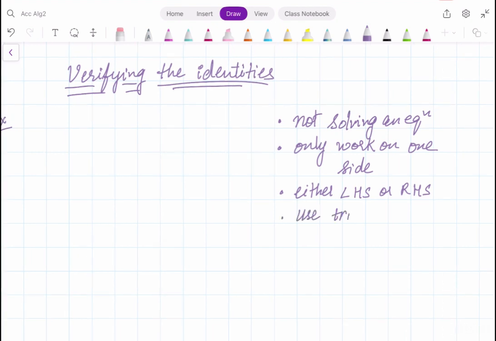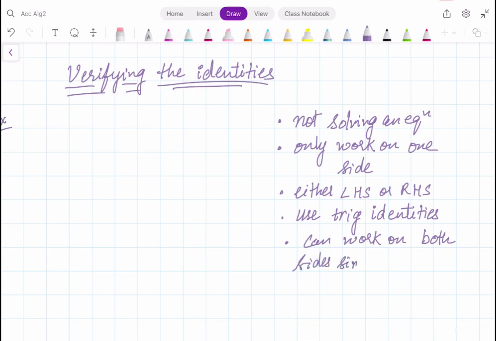Then use trig identities, and further we can work on both sides simultaneously, but you need to be very, very careful that we are not combining the right hand side with the left hand side. They need to be worked with totally independently.